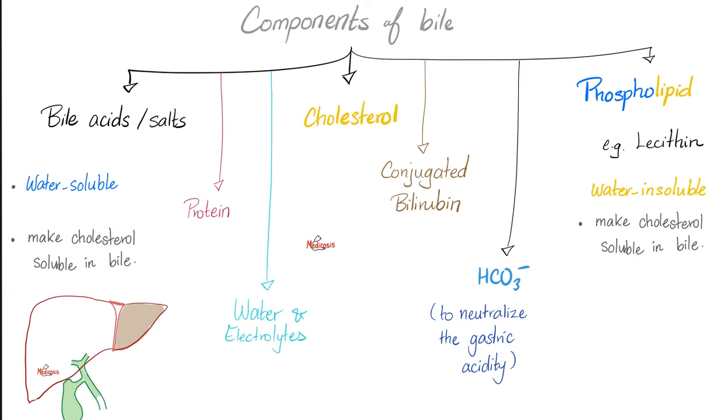But if for some reason you have problems with your bile acids, bile salts, or phospholipids, this cholesterol will become insoluble in the bile. It will start to precipitate, forming cholesterol stones. If this stone gets stuck in the cystic duct, welcome to the painful, feverish land of cholecystitis.